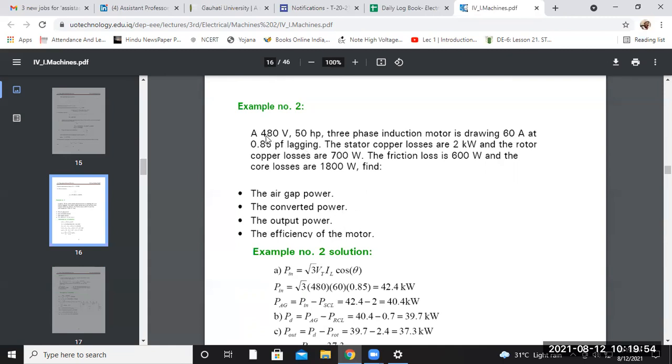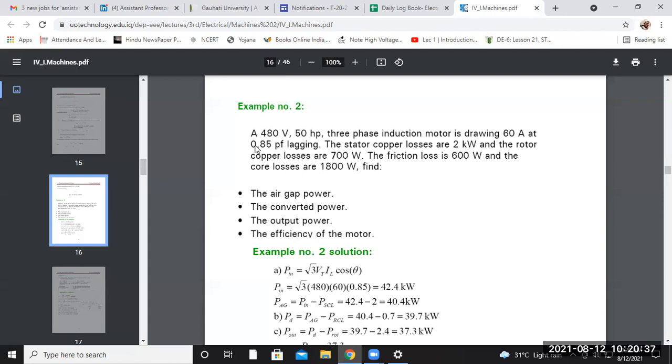Okay, so here the machine is given at 480 volt, a 50 horsepower three-phase induction motor is drawing 60 ampere. Induction motor drawing means it is taking this current from the source, as this is your motor. It will not deliver the current, it will draw the current from the supply source. The motor is taking a current of 60 ampere from the supply, at 0.85 power factor lagging.